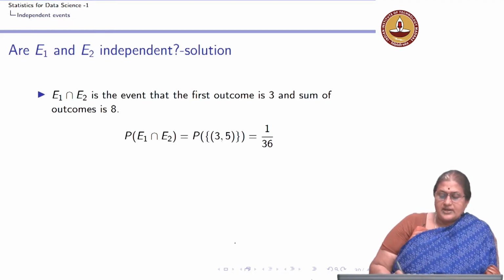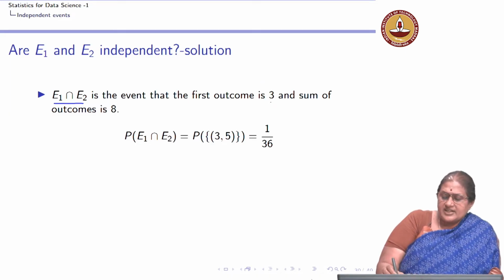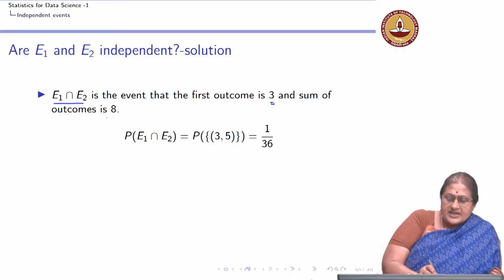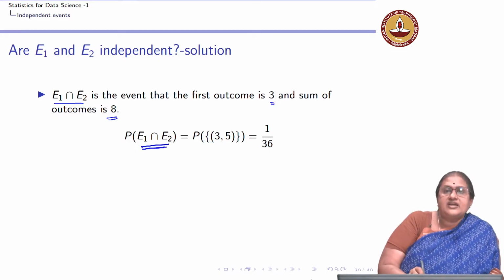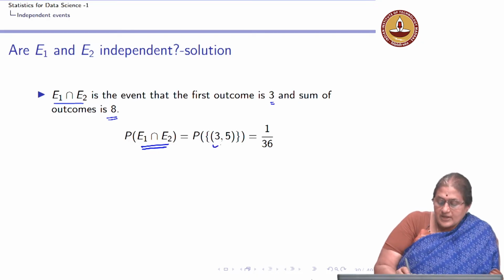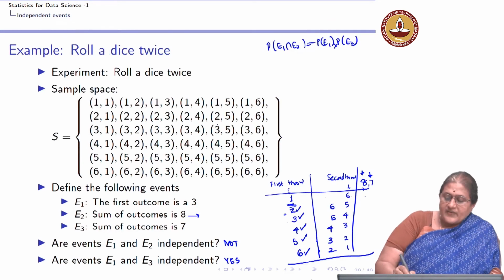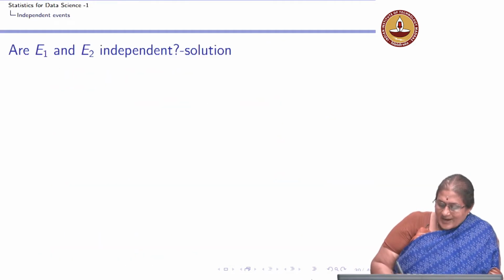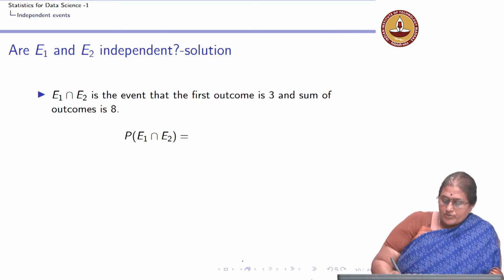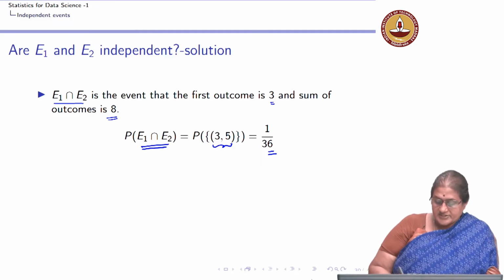I know that E1 intersection E2 is the event that the first outcome is a 3 and the sum of outcomes is an 8. That is how I can articulate the event E1 intersection E2. I know that is only this outcome, and since all the outcomes are equally likely, the probability of this outcome alone is equal to 1 by 36, and that is what I have as the probability of E1 intersection E2, which is 1 by 36.